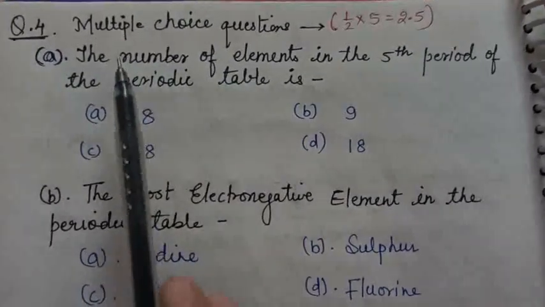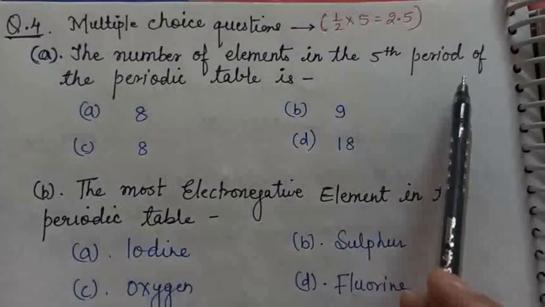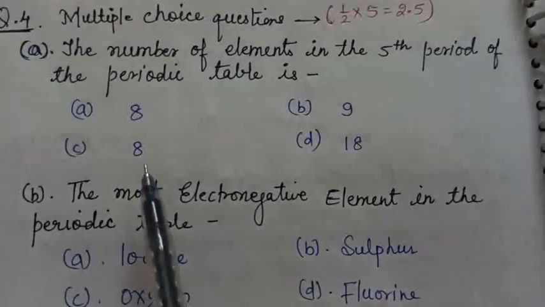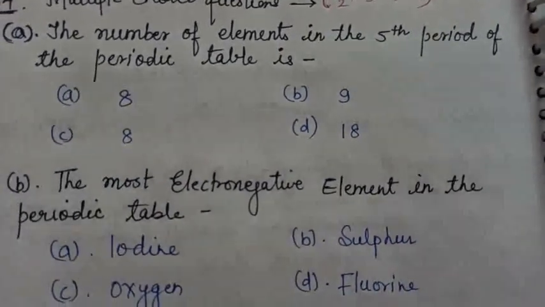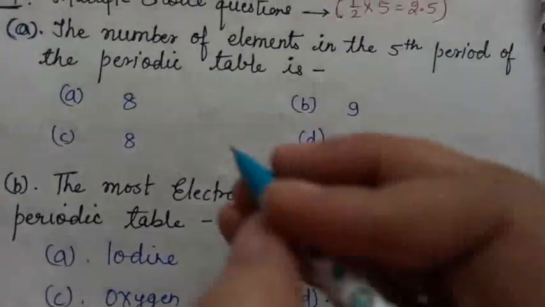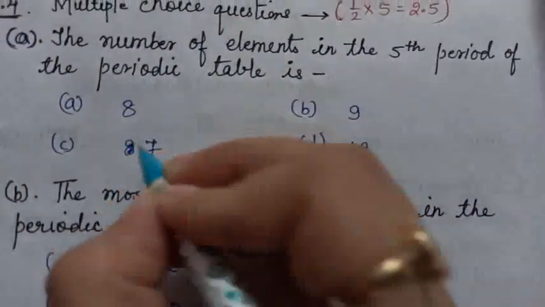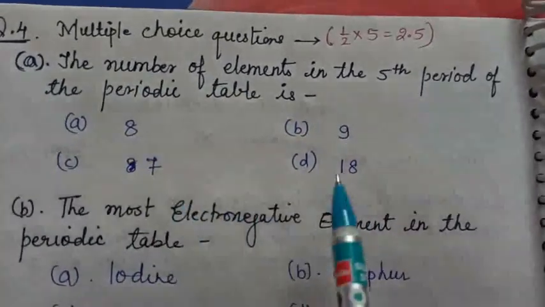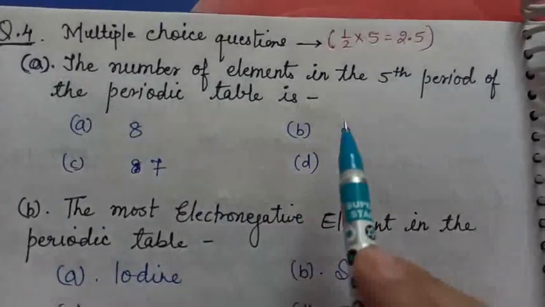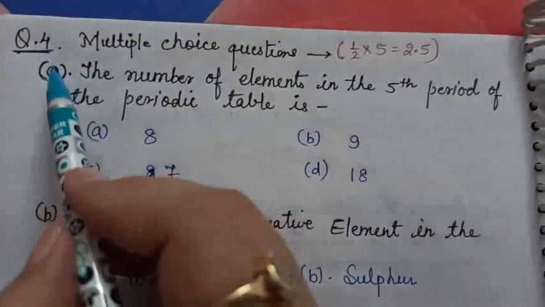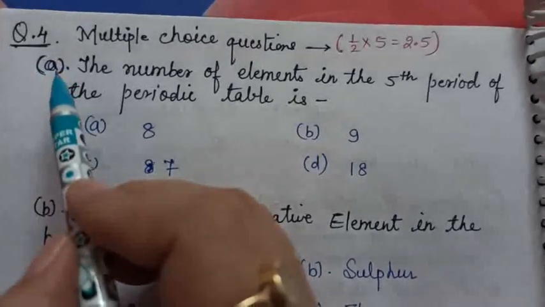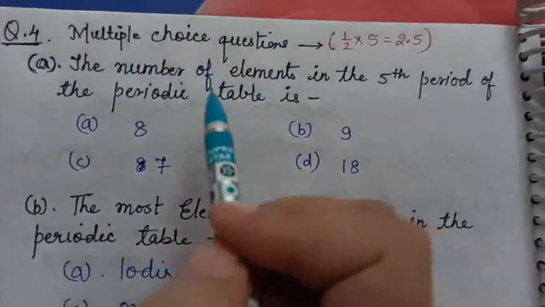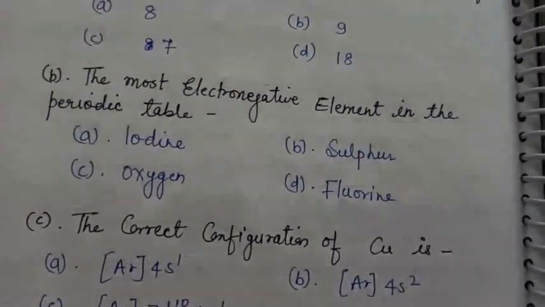is correct. So first question is, the number of elements in the 5th period of the periodic table is A 8, B 9, C, again this is 8, so make it 7, because the option should not repeat, right? So the number of elements in the 5th period of the periodic table is 8 or 9 or 7 or 18. Suppose your answer is B, then how will you write question number 4? Suppose the answer is 9, so write 9 and after that you write B. This will be the way of answering.